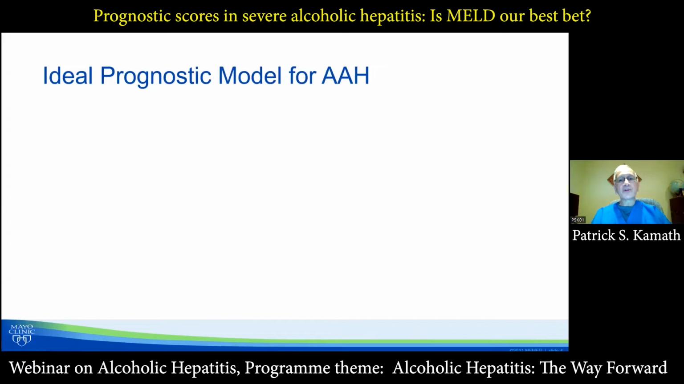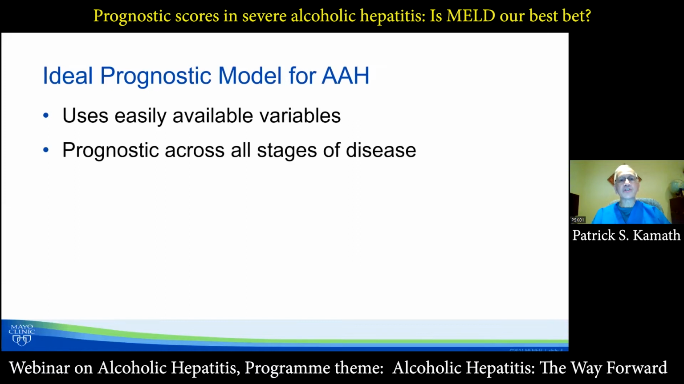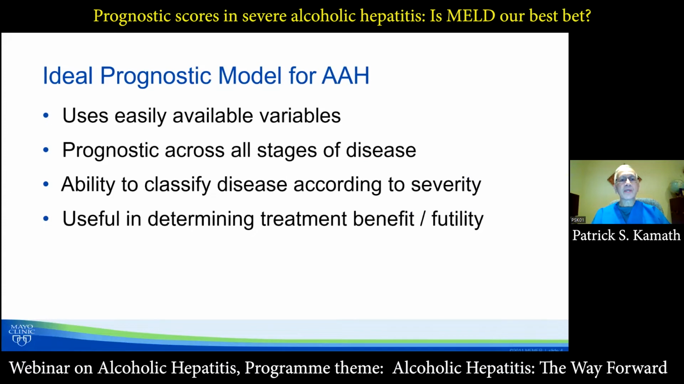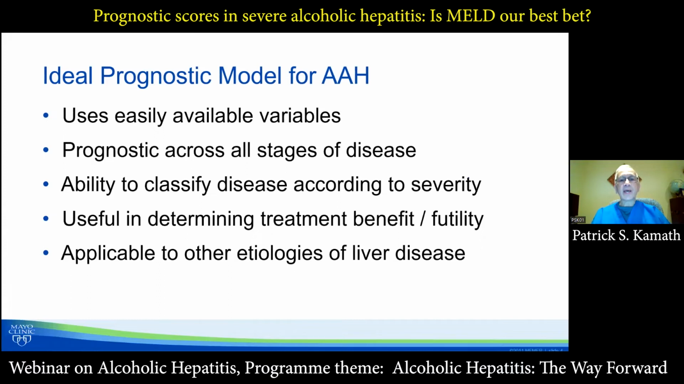So an ideal prognostic model for alcohol-associated hepatitis should use easily available variables. It should be prognostic across all stages of disease, mild, moderate, and severe. It should classify disease according to severity. It should be useful in determining treatment benefit and futility. And it should be applicable to other etiologies of liver disease.